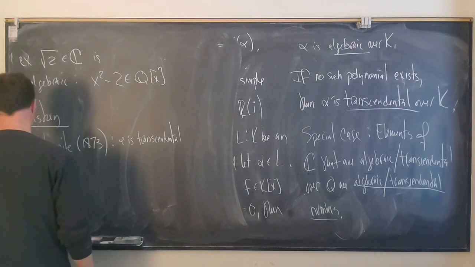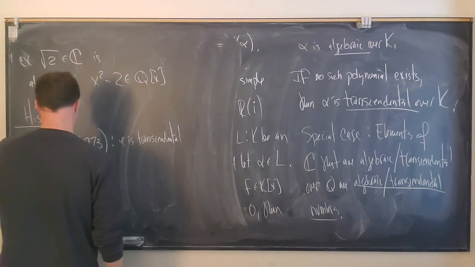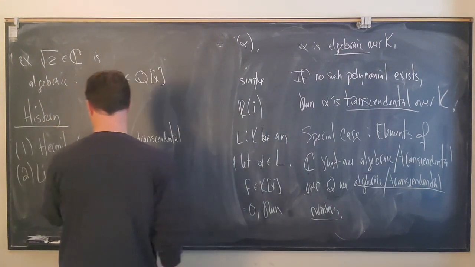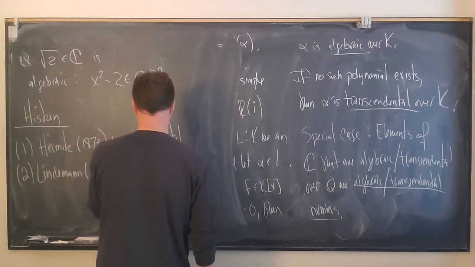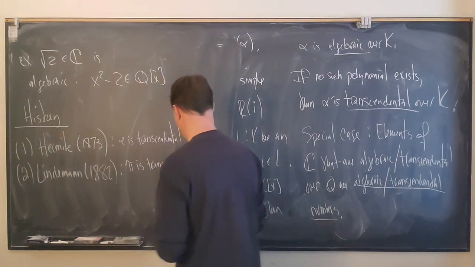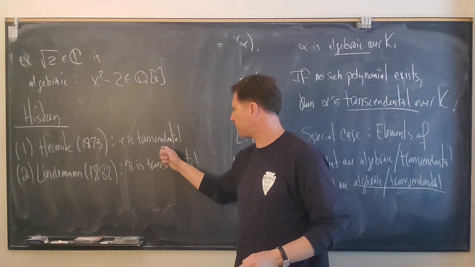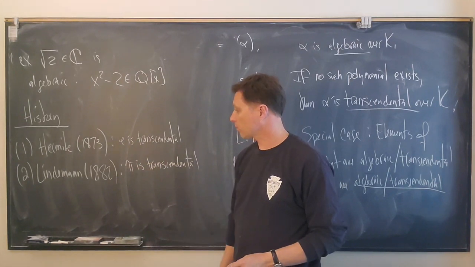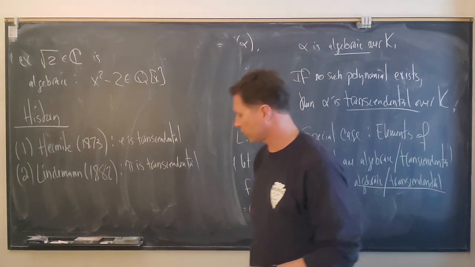The second one is due to Lindemann, in 1882. Pi is transcendental. I've never actually read the proofs of either of these two facts, but my understanding is that this one is quite a bit harder than this one. I guess I need to make a goal for myself to read these proofs.